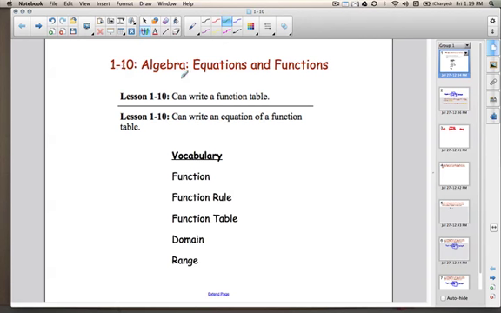Lesson 110, Algebra, Equations and Functions. By the end of this lesson, you're going to be able to write a function table, and you're going to be able to write an equation from a function table. Our vocabulary for today is function, function rule, function table, domain, and range.